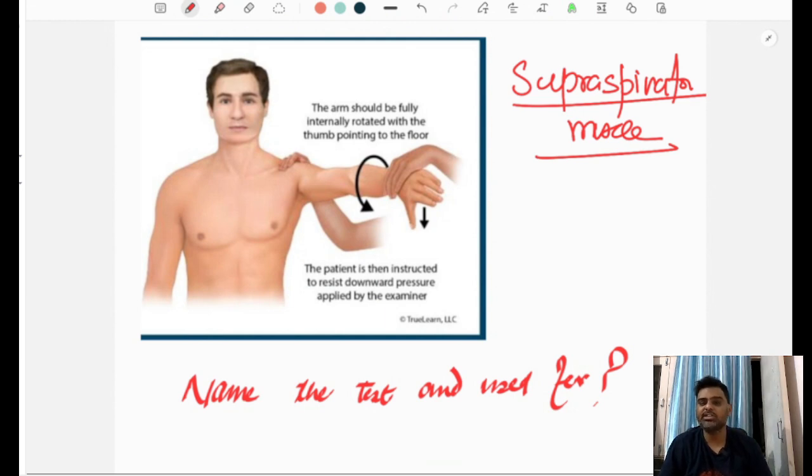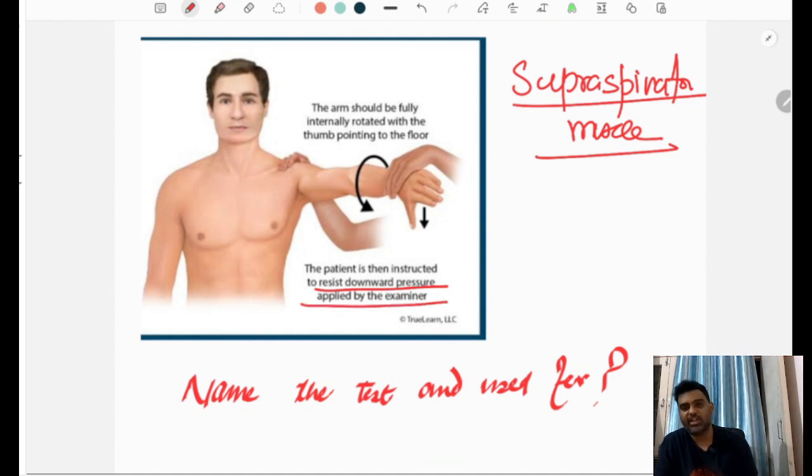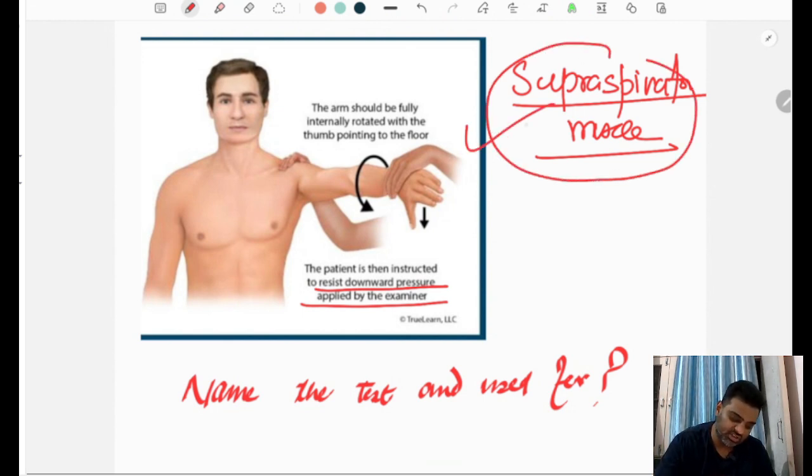What is the name of the test? Yes, empty can sign, empty can test. And in the second part, you can also ask the patient to resist downward pressure applied by the examiner. So this is empty can test, empty can sign, which is seen in injury of the supraspinatus muscle.